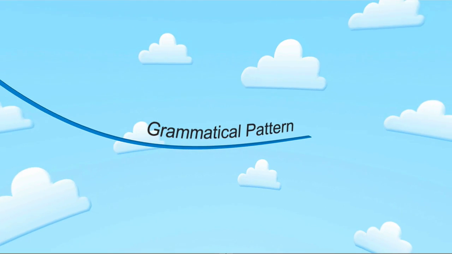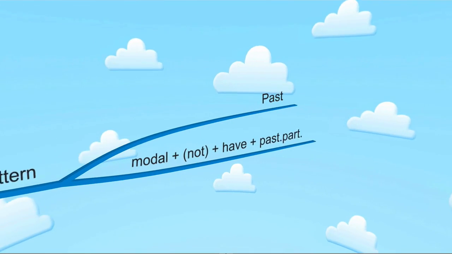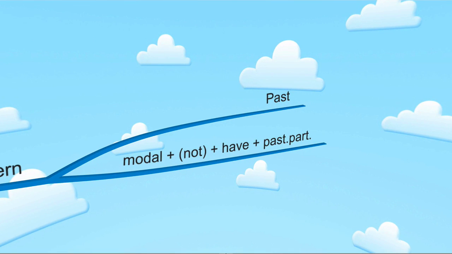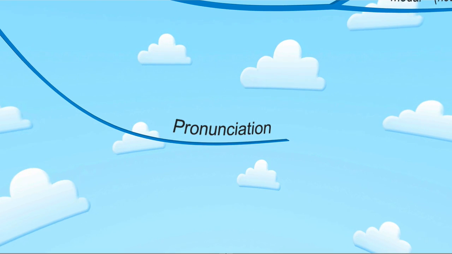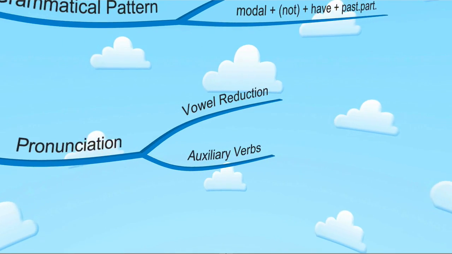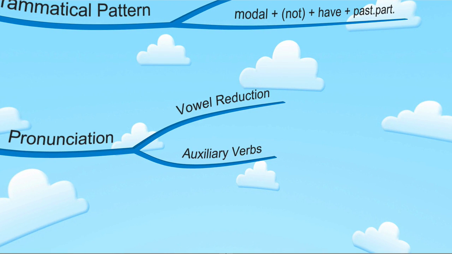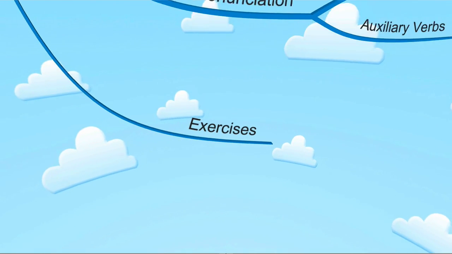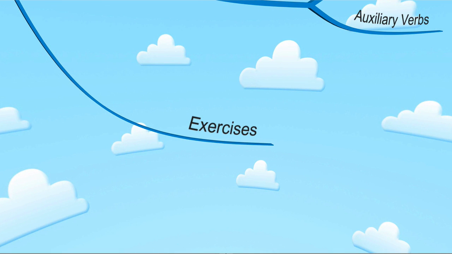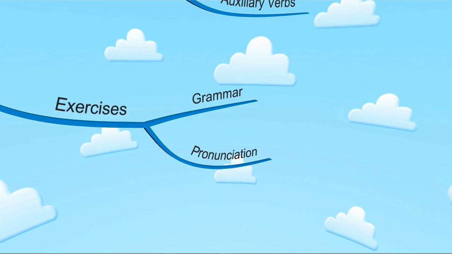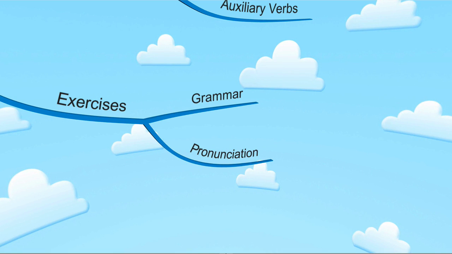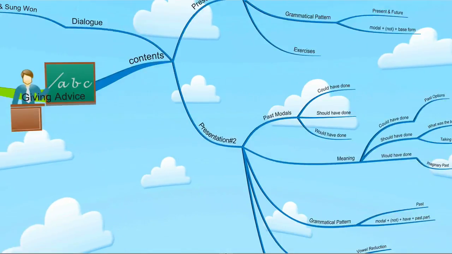We'll also focus on the grammatical pattern, which is modal verb plus not plus have, and then the main verb in the past participle. Then we'll look at pronunciation. Specifically, we'll be focusing on vowel reduction in the auxiliary verb. There will also be exercises incorporated into the video for you to practice both grammar and pronunciation. Well, we've got a lot to do. Let's get started.